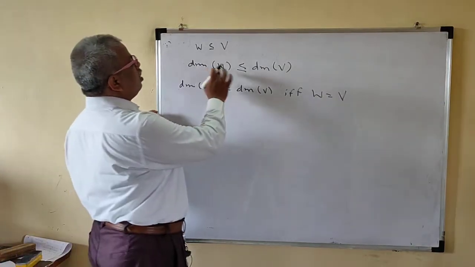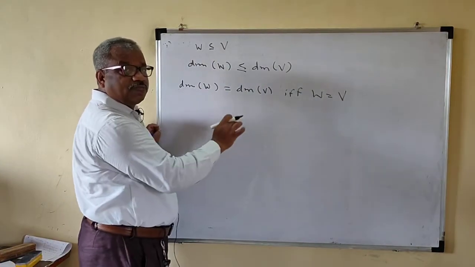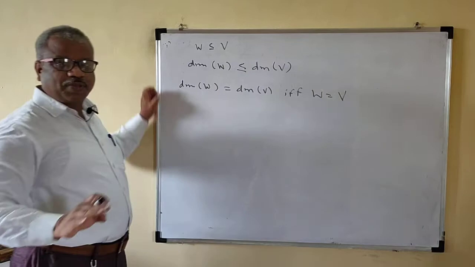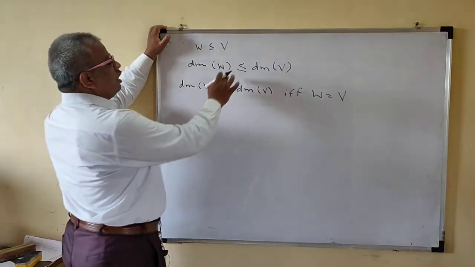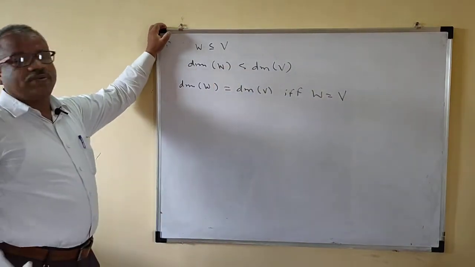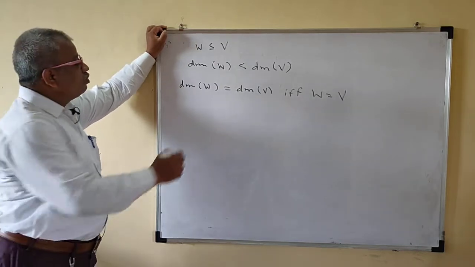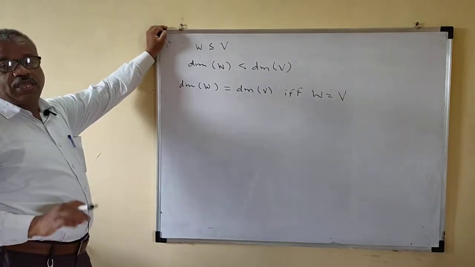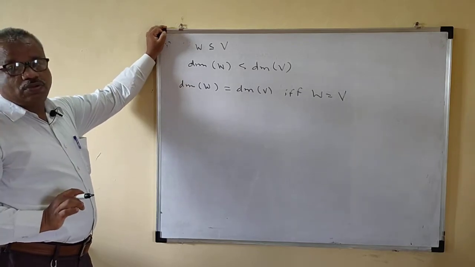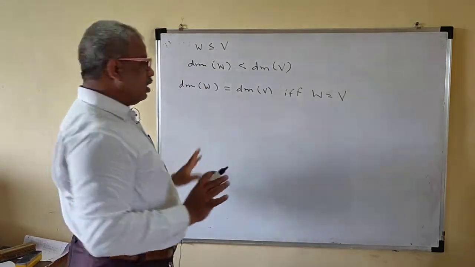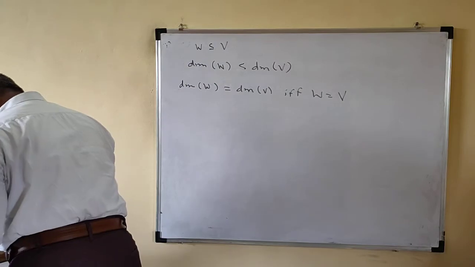That means what? If W is a proper subset of V, it is a subspace but a proper subset, then the dimension of W is strictly less than the dimension of V. So the dimension of W is equal to the dimension of V if and only if W is equal to V. If the dimensions are the same, then W and V will be the same.